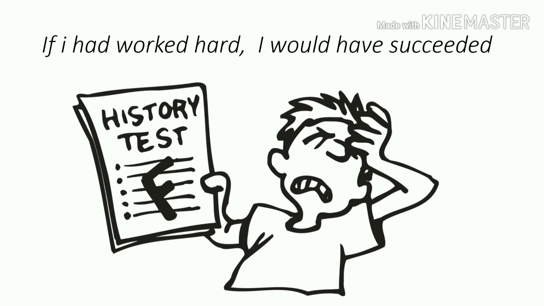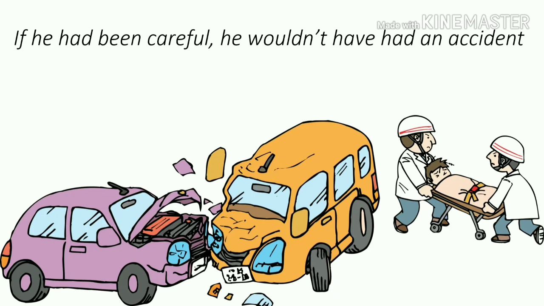As you can notice, this sentence is composed of if plus had worked. This is the past perfect. Plus would have succeeded: would have plus the past participle of the verb succeed. It means he is regretting something in the past. He can't go back to the past and fix it. He says, if I had done something, something would have happened. If he had been careful, he wouldn't have had an accident. He had an accident because he hadn't been careful. So if plus had been plus wouldn't have had.